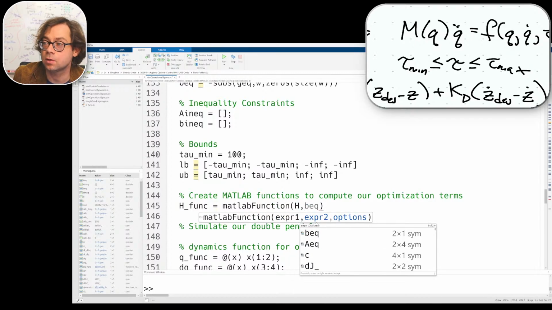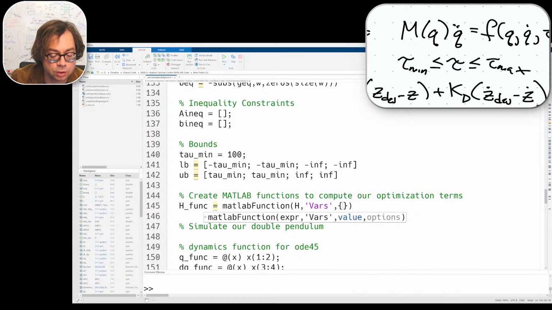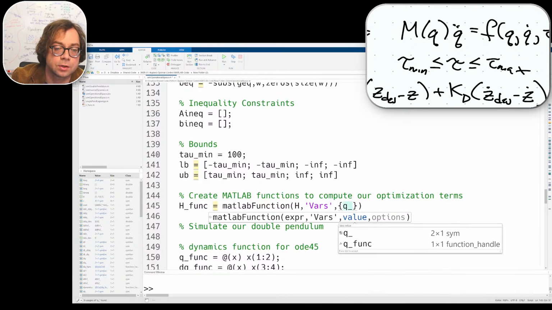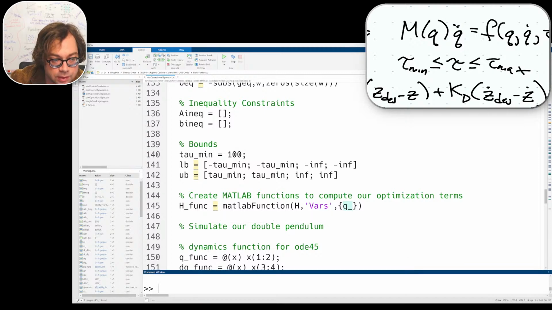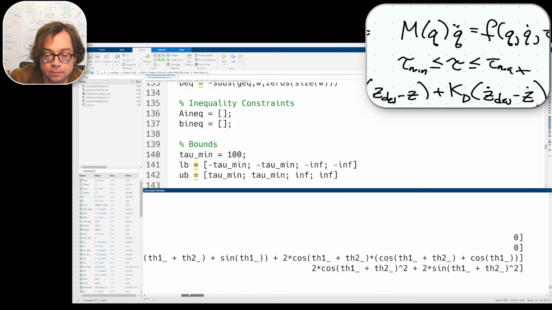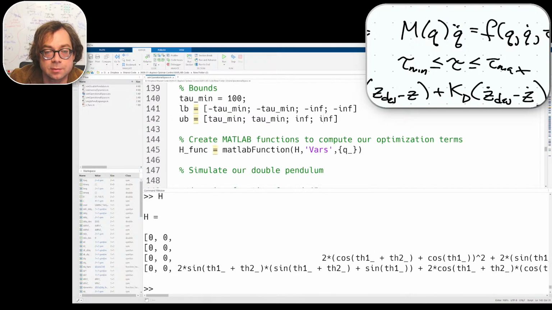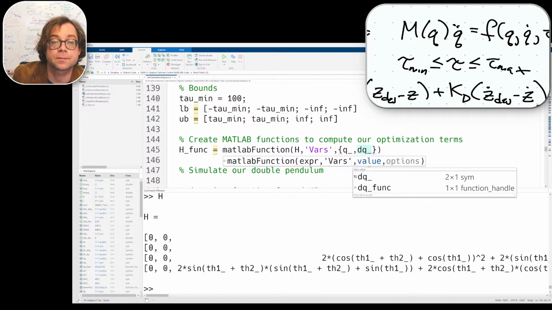and as its variables, what are the variables? It needs to know Q. I think it only needs to know Q, right? Let's just double check H. I'm pretty sure H only requires that. I think it only needs Q. It might need DQ, so just to be safe, we'll include DQ. Fundamentally I think it only requires Q, but it could be wrong. So let's just do DQ as well, so it takes in both.